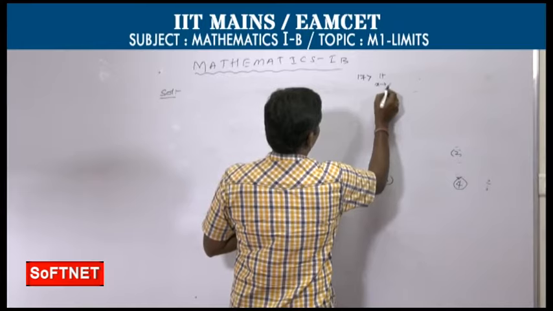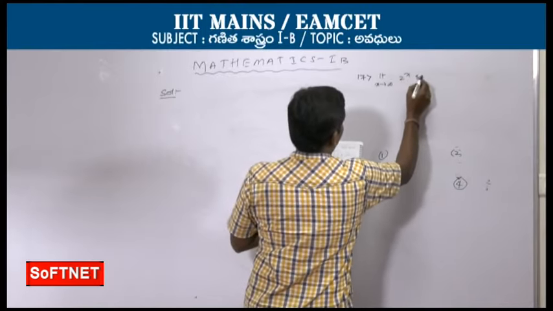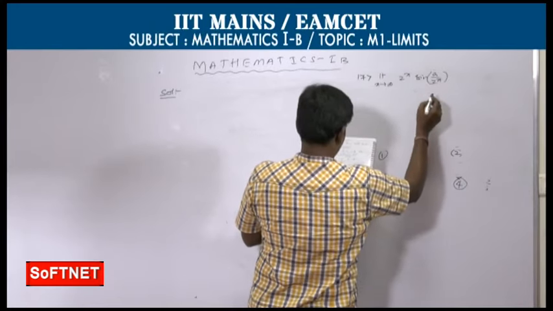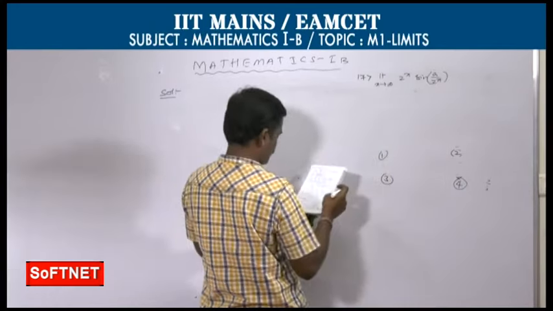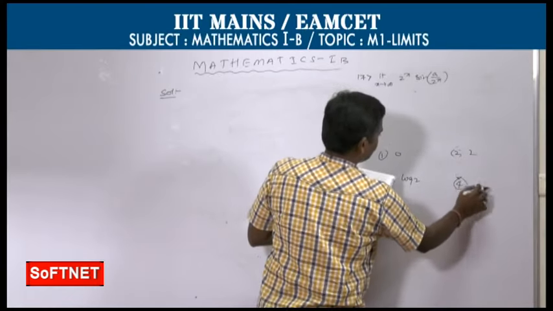Limit x tends to infinity, 2 power x into sine of a by 2 power x. So options are 0, 2, log 2, a.